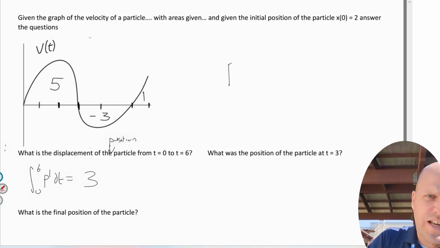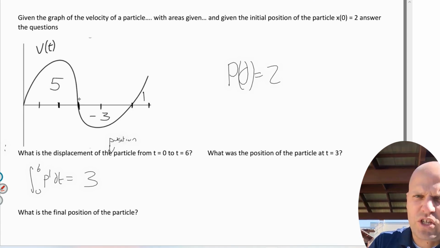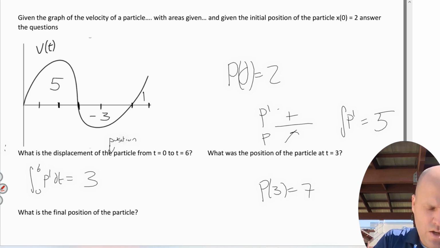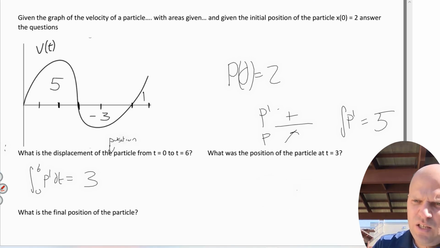We know the position at time 0 is 2. If I want to know the position at time 3, well, my velocity we can see is positive. It means my position increases. I accumulate my derivative to figure out how much I increase. I go from 2, I add 5, I have 7. I hope we understand this. I feel like I'm kind of rushing.